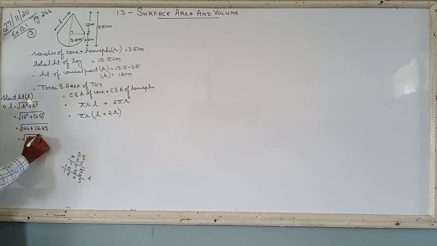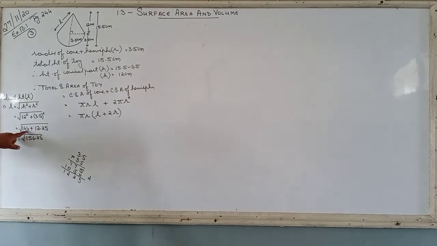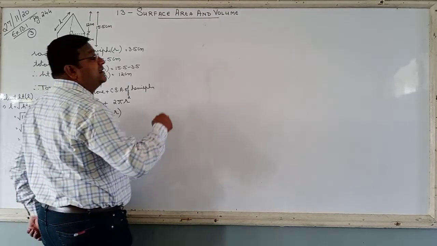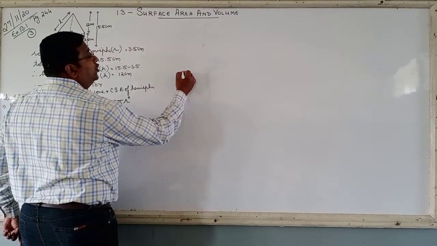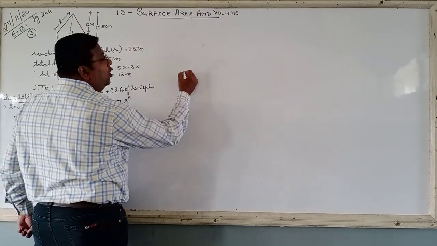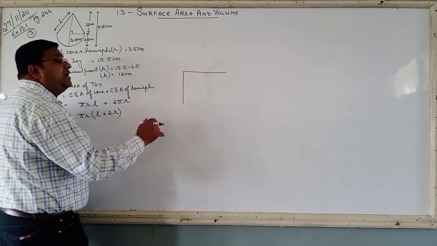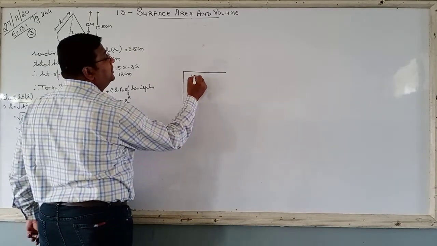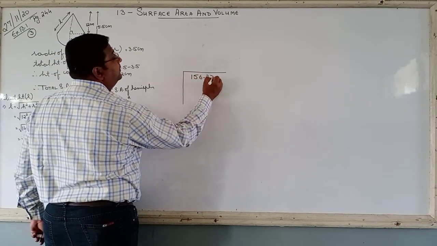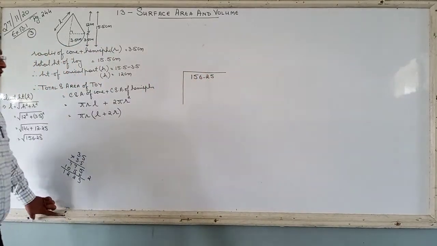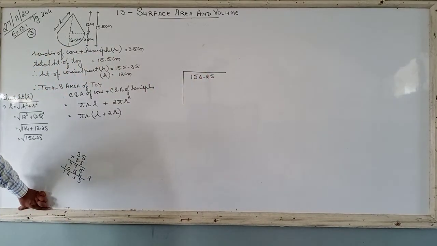Root of 156.25. Can you see that? How do we find the root of 156.25? You have done it in class 8. Again I am showing it to you. You can do it by long division method or by prime factorization method. I am showing you the long division method so that if numbers which are not perfect squares come, then also you can find the root. This is class 8.